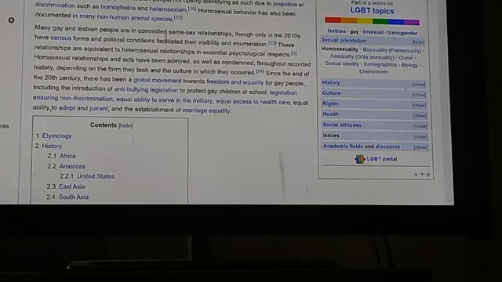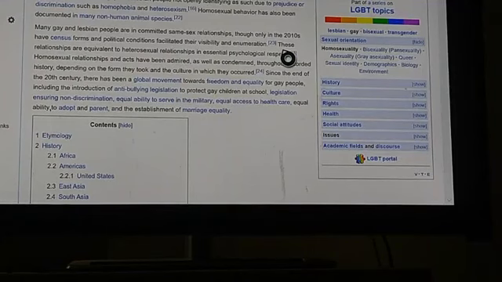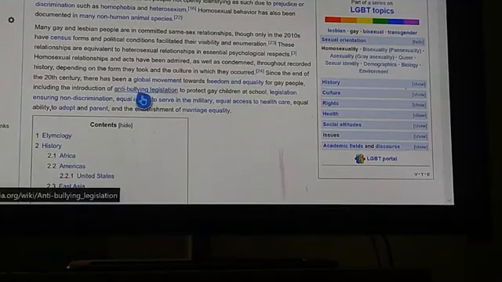So many gay and lesbian people aren't committed with same-sex relationships, though only in the 2010s have census forms and political conditions facilitated their visibility and enumeration. These relationships are equivalent to heterosexual relationships in essential psychological respects. Homosexual relationships and acts have been admired as well as condemned throughout recorded history, depending on the form they took and the culture in which they occurred. Since the end of the 20th century, there has been a global movement towards freedom and equality for gay people, including the introduction of anti-bullying legislation.